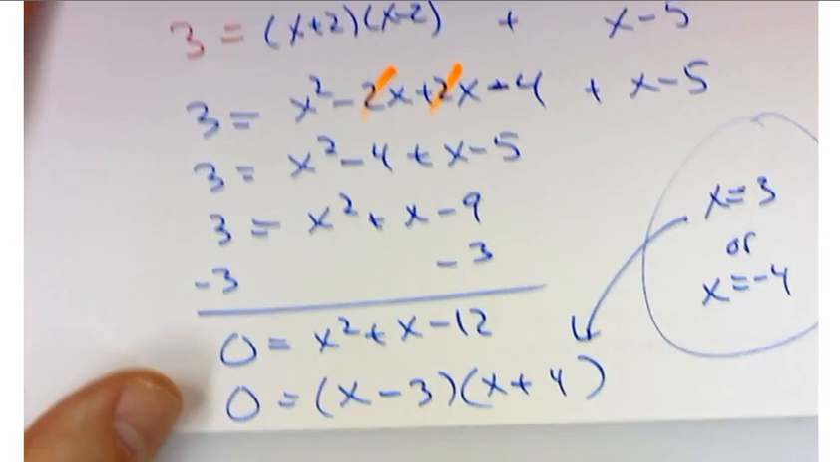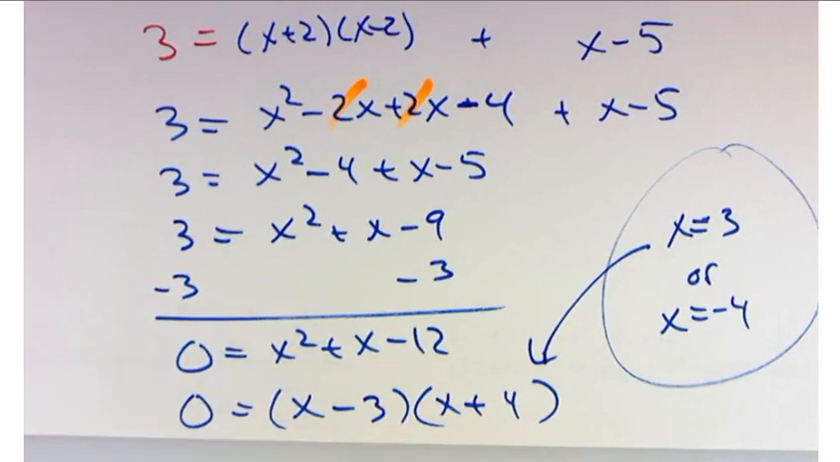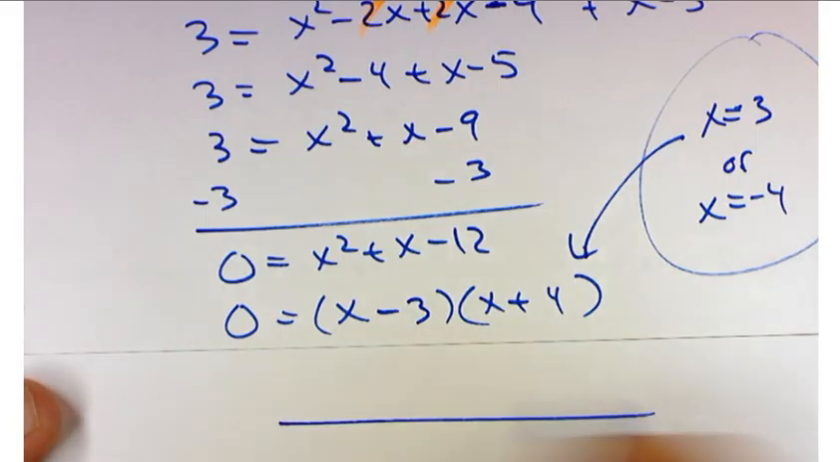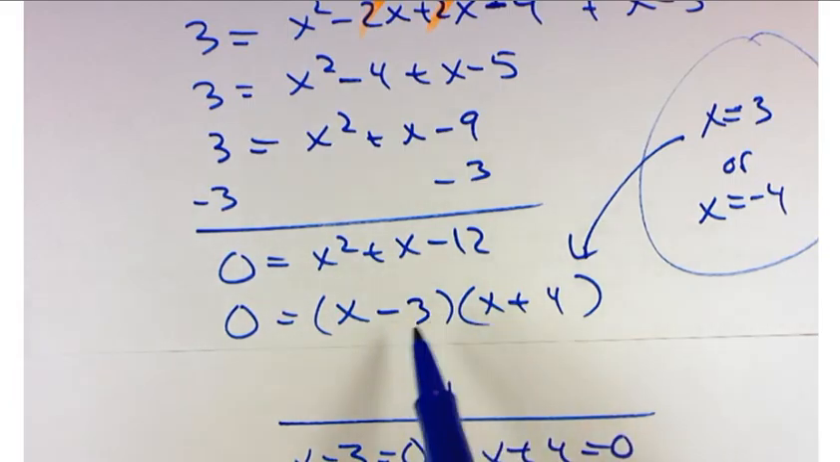Yeah, please. Why is the x, like, for the answer, why would x be negative 4 instead of, like, positive 4? Good question. Let me grab another sheet here. When you're multiplying these things together, you get 0. One of these, either x minus 3 has to be 0 or x plus 4 has to equal 0, right? Because the product of those is 0.